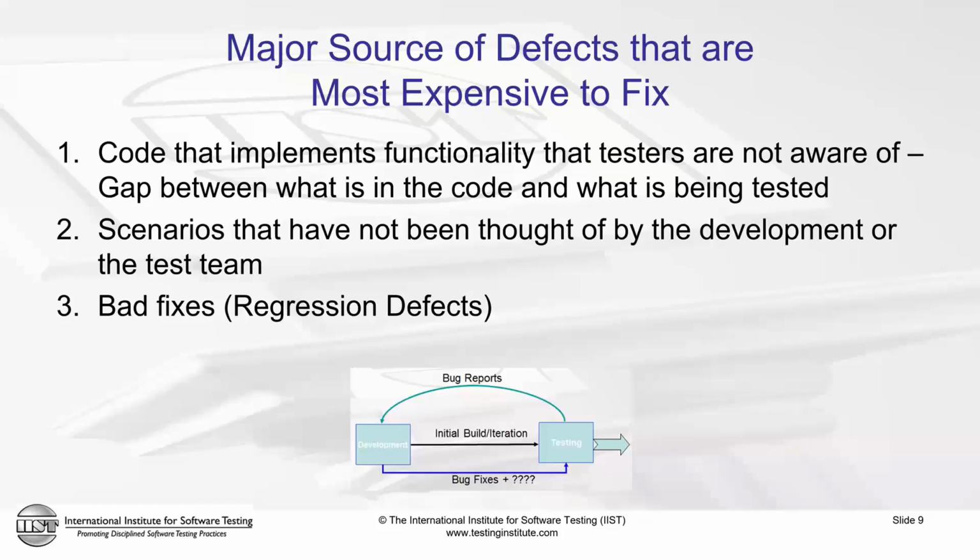You're going to find that those fall mainly within the first two categories. It's either code that was written that implements functionality that testers did not know about, that's why they never tested it, or even a scenario that no one thought about. No one thought that a user can do this. And the third source, of course, as I said earlier, is bad fixes, which are regression defects. All right, let's move on.